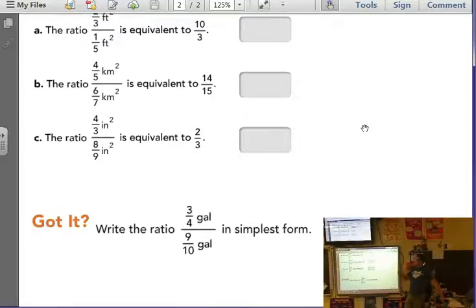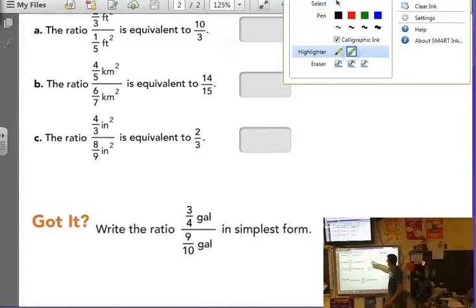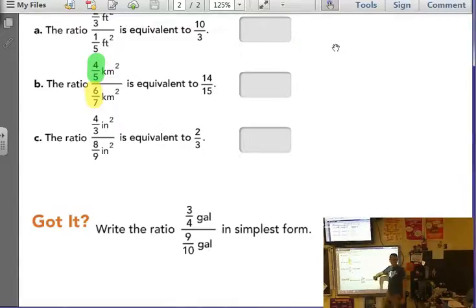So if I do this one out horizontally, Solomon, what's the first thing I would do to this vertical setup to try to use keep, change, flip to solve here?